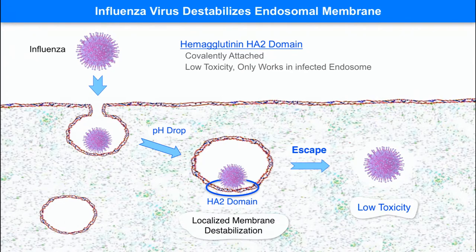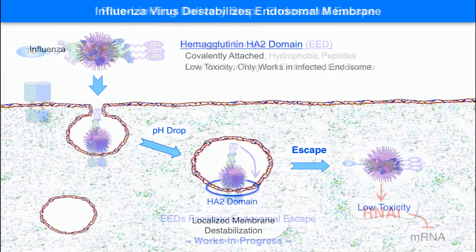And this is a very low toxic process. It's essentially a localized membrane destabilization. These lipid bilayers are also called membranes. And the reason it's localized is that it only happens here, but it doesn't happen here. So it's not nearly as toxic as a chloroquine molecule. And this is why viruses have been around for a billion years, because they can do this without killing the cell in the process.